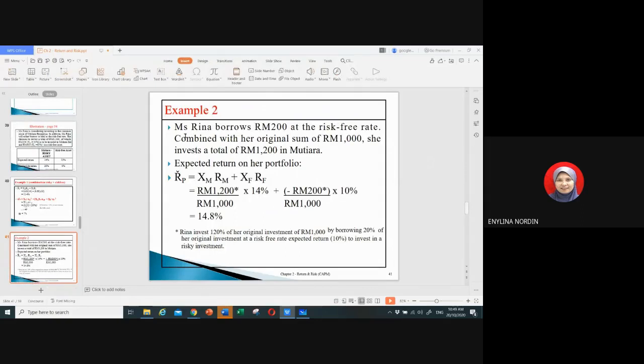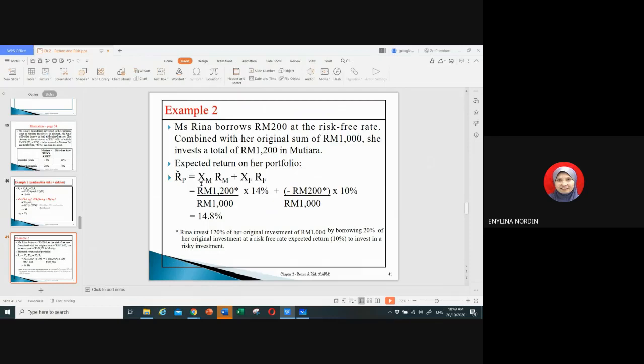Right? She borrows 200 ringgit at the risk-free interest rate. Okay? Combined with her original sum of 1,000 just now, she invests the whole amount, 1,200, in Mutiara, the risky asset.